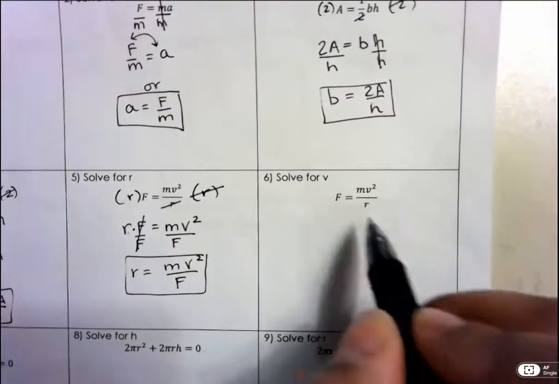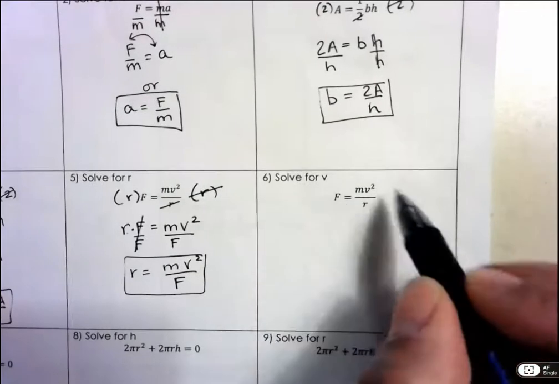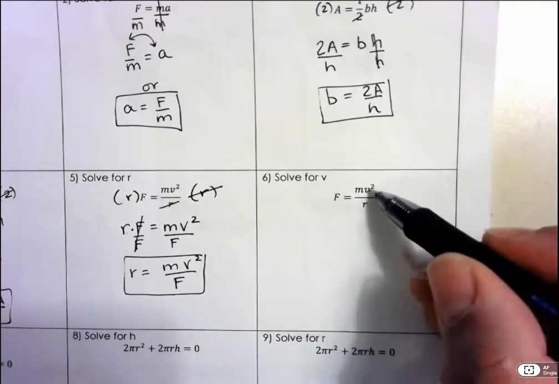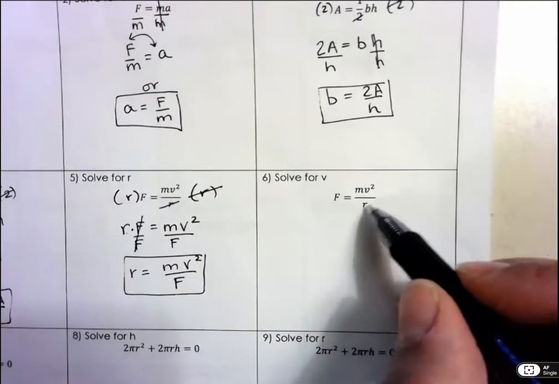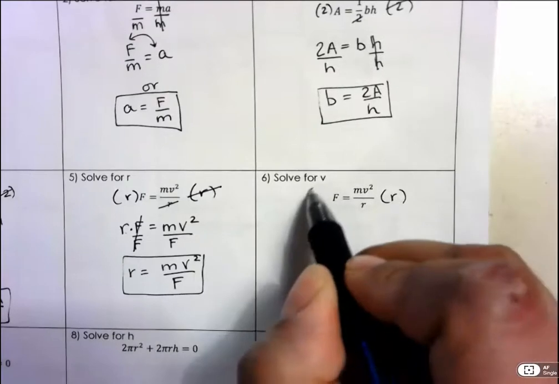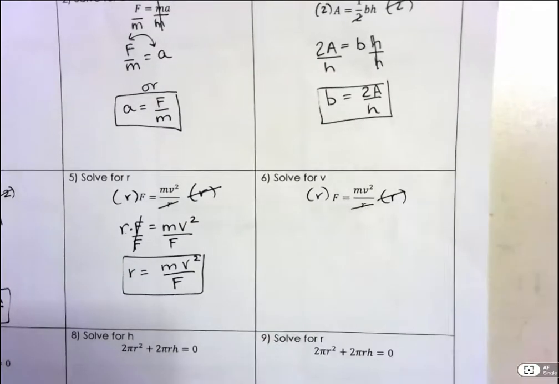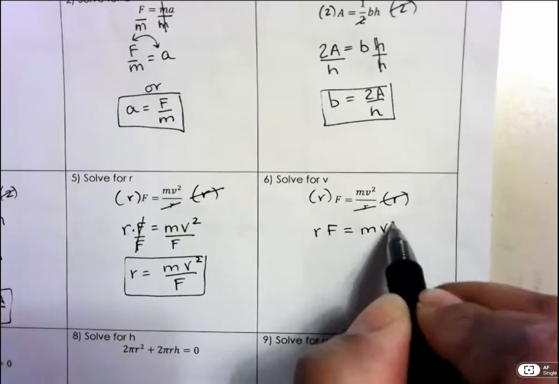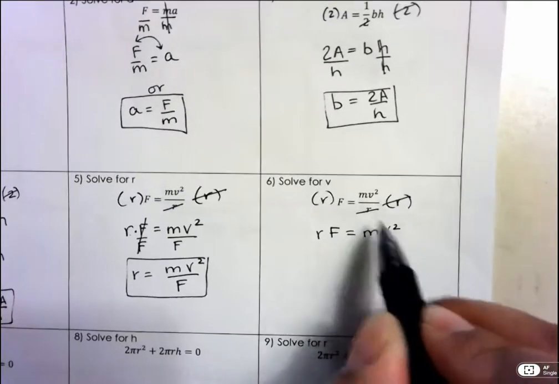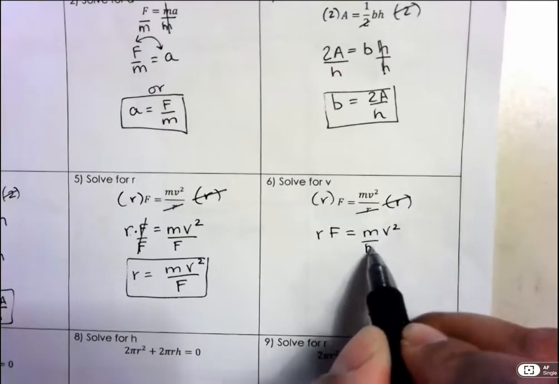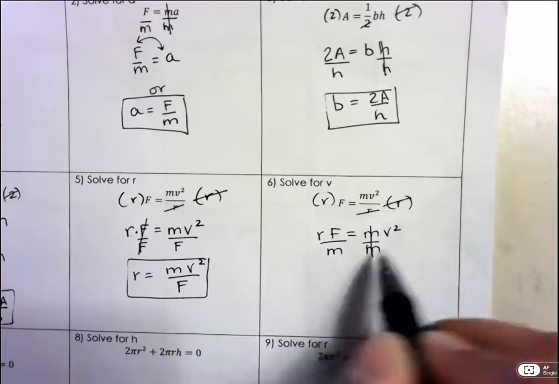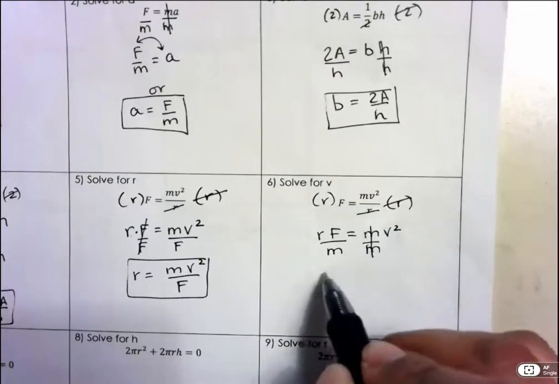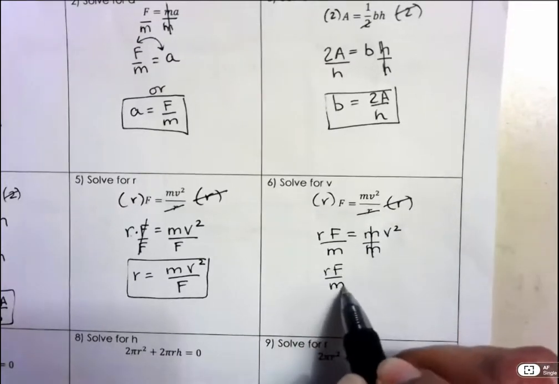Alright, same equation, but this time we're looking for v. You see where v is over here. We have to isolate v. The first thing you have to do is get rid of this denominator. This cancels right here on the right hand side, and you have rF equals mv squared. We want v, so we have to get rid of the m. These m's cancel. You have rF over m equals v squared.